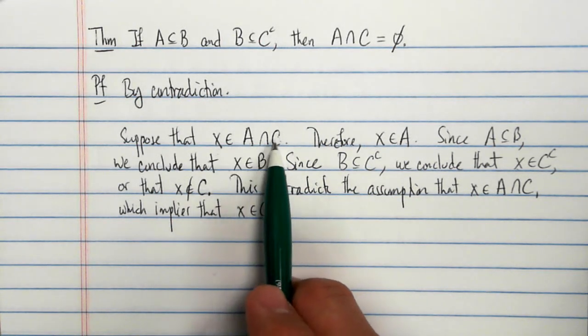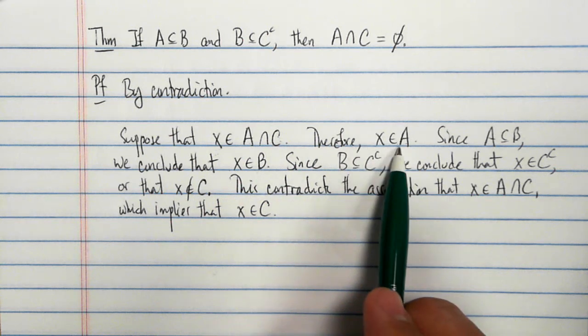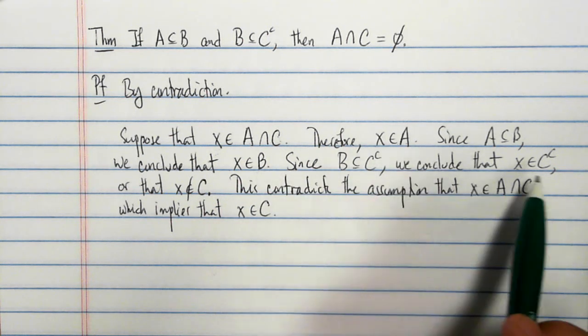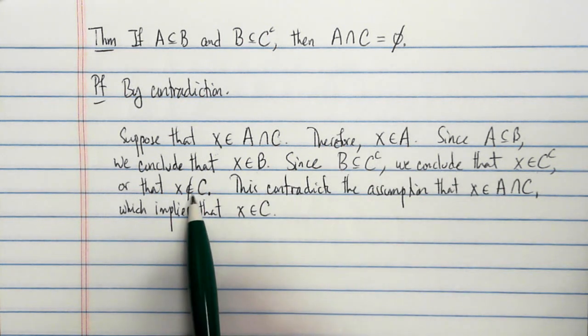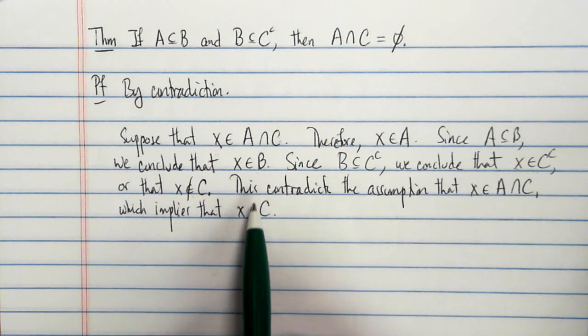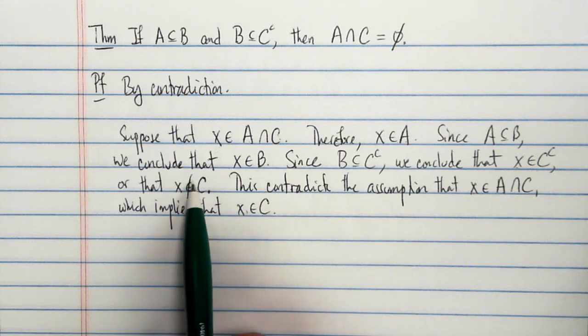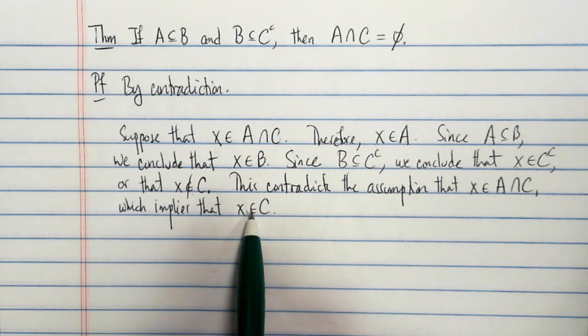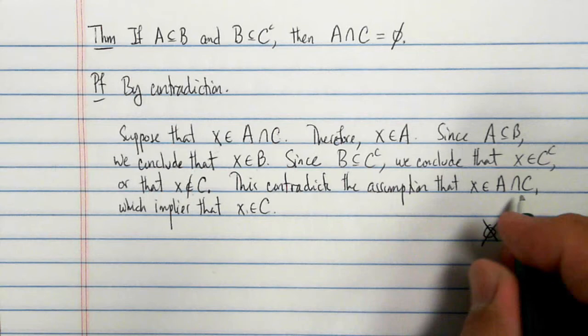So if x is an element of A intersects C, then x is in A, which means x is in B, which means x is in C complement. X is not in C. But if x is an element of A intersects C, then x has to be part of C. So x is not in C, and also x is in C, so that's a contradiction.